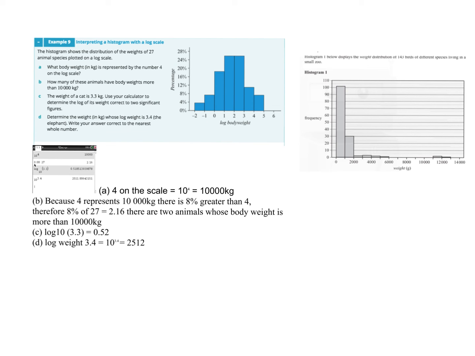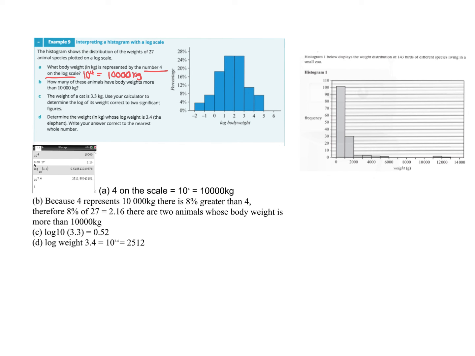So here we've got a histogram that shows the weights of 27 animal species plotted on a log scale. What body weight is represented by the number 4? Remember, 4 on a log scale just means 10 to the power of 4. You just do the number 10 to the power of whatever the log number is, and that equals 10,000. It said kilograms, yeah, 10,000 kilograms.